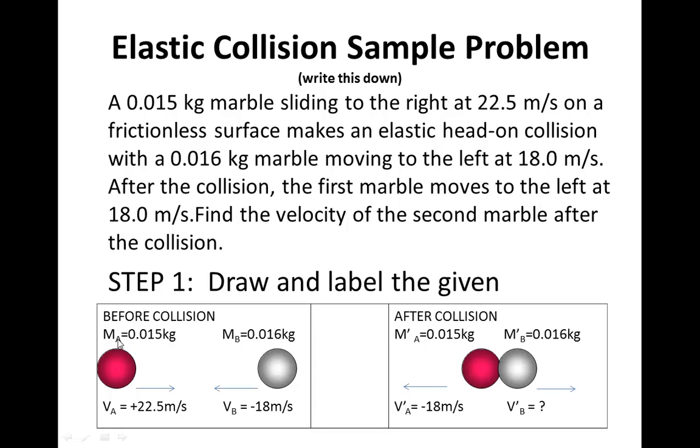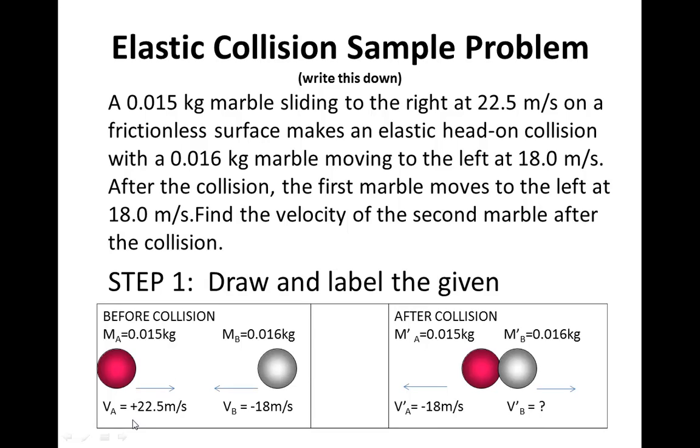So that's the reason why I put MA here, which is 0.015. The second kilogram stated will be labeled as B. Now take note also of the phrases after and before collision. So the after collision numbers here will go to the right side of your equation. So you need to draw, step 1, draw carefully, label how you picture out the statement of the problem.